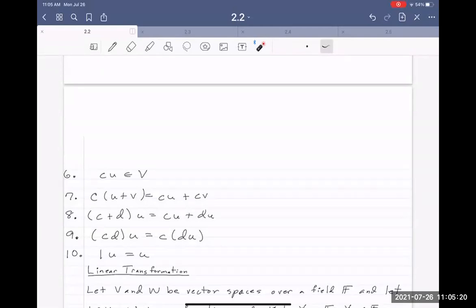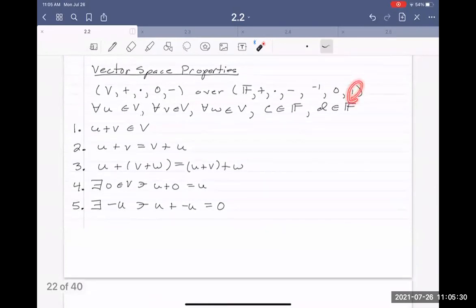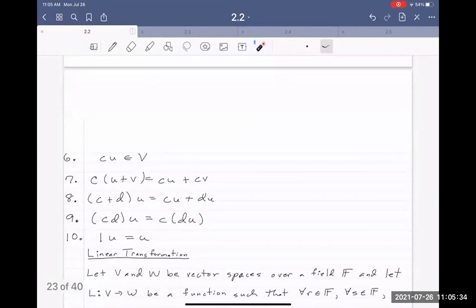And lastly, the multiplicative identity for your scalars is the scalar multiple identity. So 1 scalar multiplying some vector u is just the vector u.